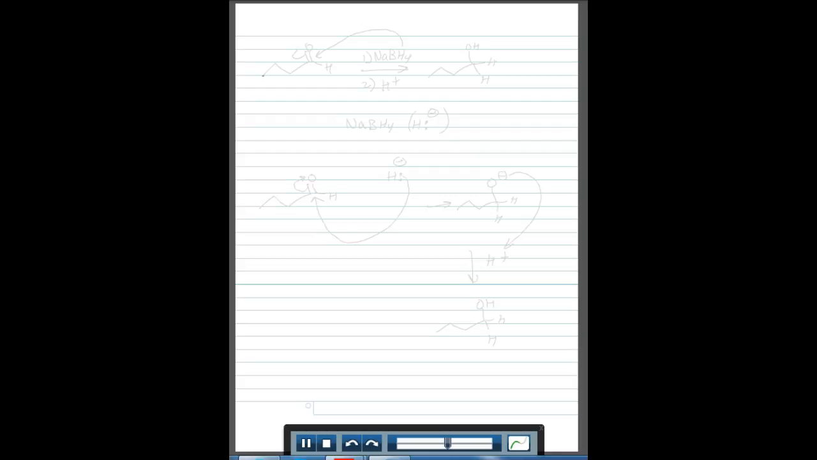Okay, so let's just take a simple reaction. Let's take an aldehyde, add sodium borohydride. So here's the reaction: sodium borohydride, and then the second step is adding acid. And your final product, I'm going to write in all the hydrogens on this carbon just to kind of show you.